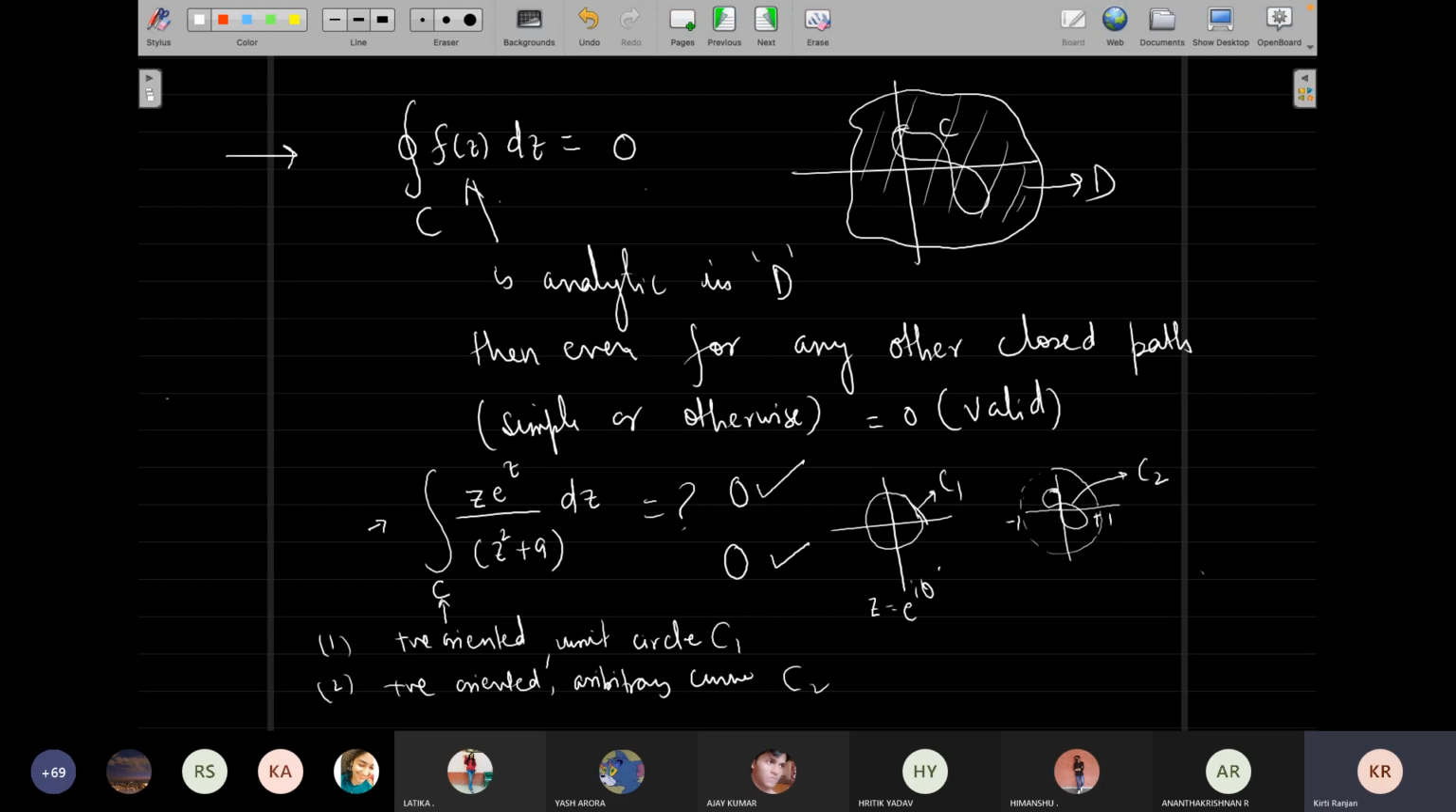Let's just try to understand this question anyway. z squared plus 9. z over z squared plus 9. So this function, if I write it, is this function an entire function, or does this function have singularity?